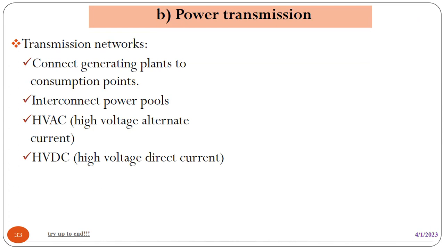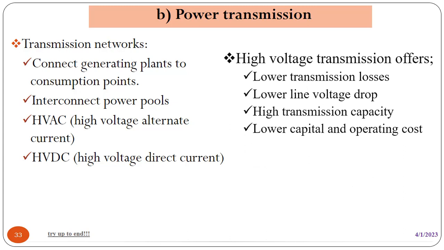The next one is power transmission. Transmission is a network connecting generating plants to consumption points, interconnecting power poles. There are high voltage AC and high voltage DC. High voltage transmission offers lower transmission loss, lower line voltage drops, high transmission capacity, and lower capital and operating costs.